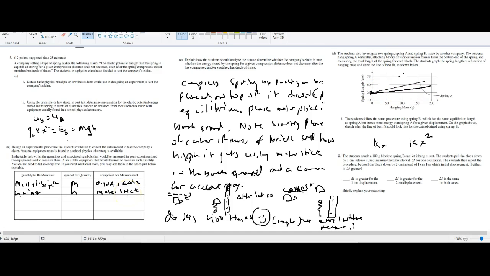All right. So then the student attaches a 1 kilogram block to spring B, pulls the block down 1 centimeter, and releases it to measure the time interval for 1 oscillation. The students then repeat the procedure, but pull the block down 2 centimeters instead of 1 centimeter. For which initial displacement is the delta T greater? Well, for mass spring systems, delta T only depends on mass and spring constant, right? So period only depends on 2 pi square root of m over k, so how far I pull it, the amplitude, doesn't matter to it.